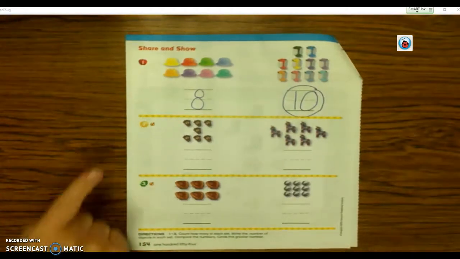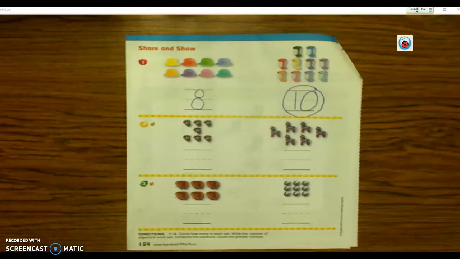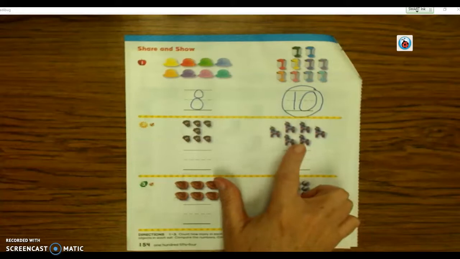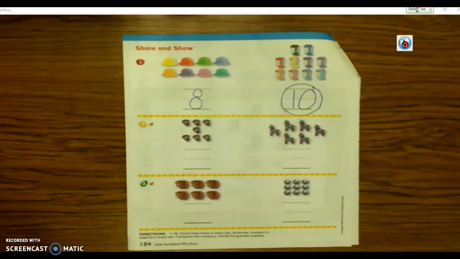All right, you need to do the same thing by the yellow sun and by the green leaf. So you're going to count these and write the number. Count these and write the number. Circle the number that is greater. By the green leaf, count these and write the number. Count the baseballs and write the number. Circle the number that is greater. I'm letting you do these because I want to check your work when you bring it back.